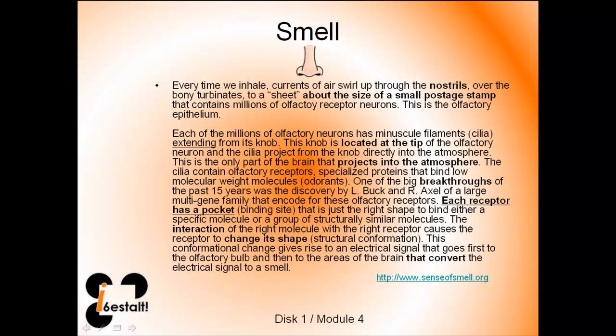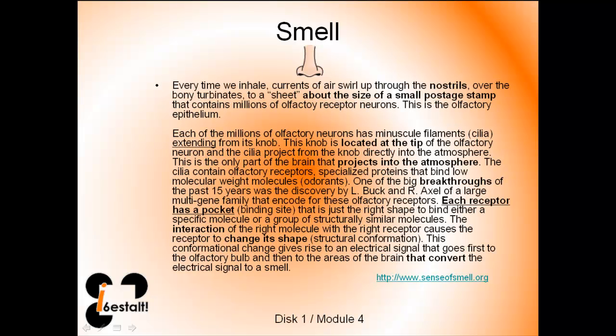This is the only part of the brain that projects into the atmosphere, an interesting concept, as we have already discussed the physical arena. He didn't say this is the only part of the nose, this is the only part of the brain that projects into the atmosphere. There is a very direct relationship between the brain and the atmosphere here, showing you that the sense of smell can be incredibly powerful in thought and idea generation.